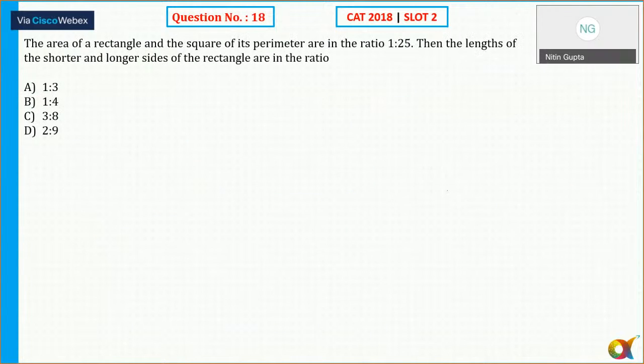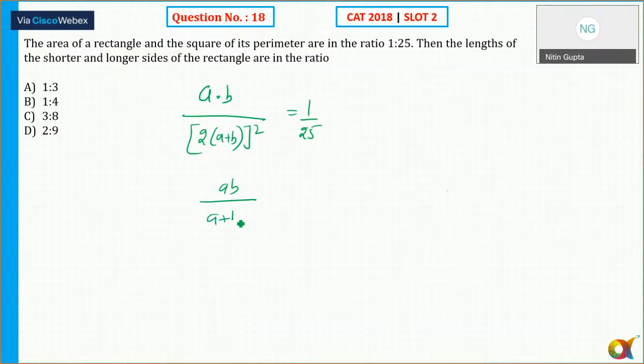Question number 18 says, the area of a rectangle and the square of its perimeter. The area of a rectangle is nothing but A into B, and the square of its perimeter, the perimeter being twice of A plus B, whole square. They are in the ratio 4:25. So I'll get AB upon (A plus B) whole square. This is equal to 4/25.